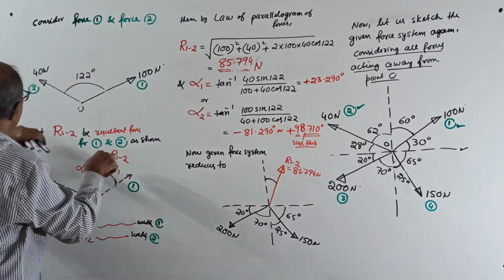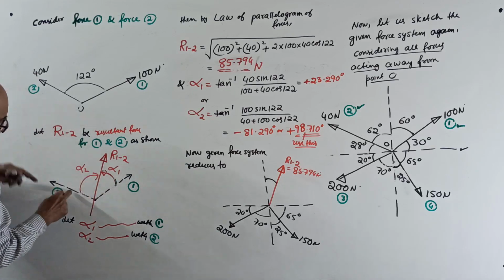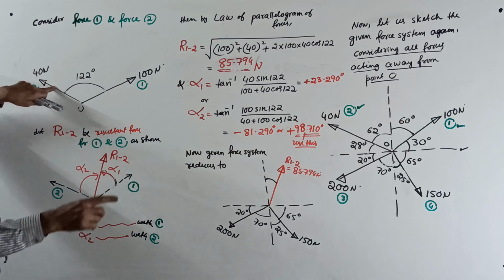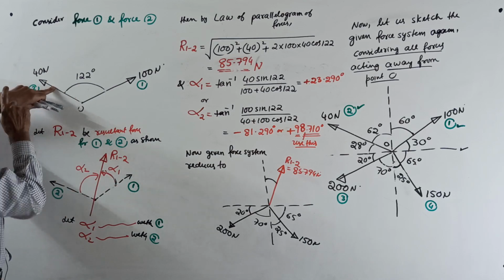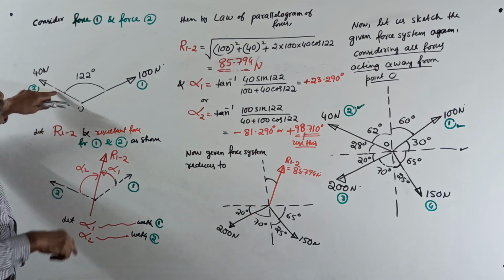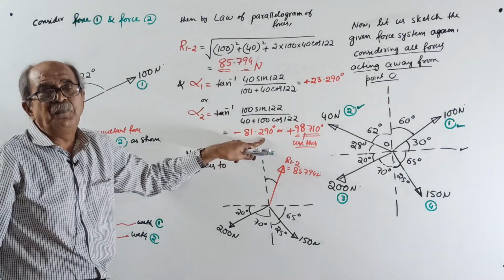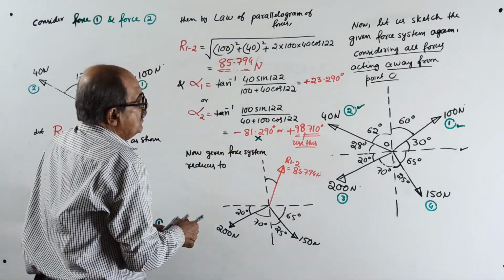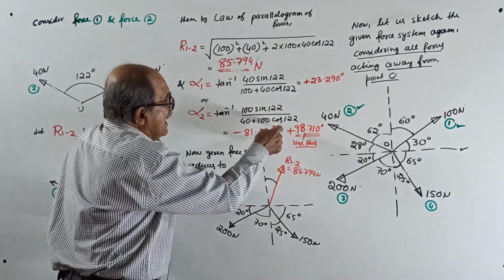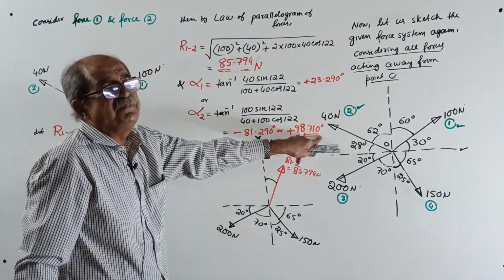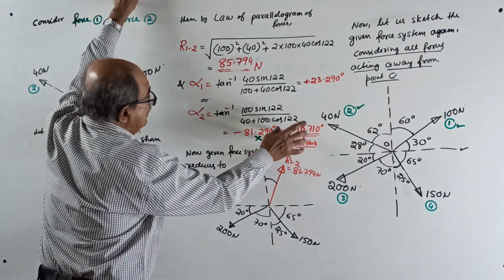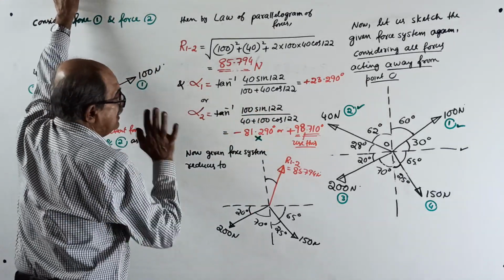To understand, try alpha 2. Alpha 2 equals tan inverse of 100 sin 122 divided by 40 plus 100 into cos 122. A negative sign will come. No problem, I told you, if negative comes, ignore it. Whatever you get, add 180. It will come 98.7 plus. Therefore, this is the resultant for this one.